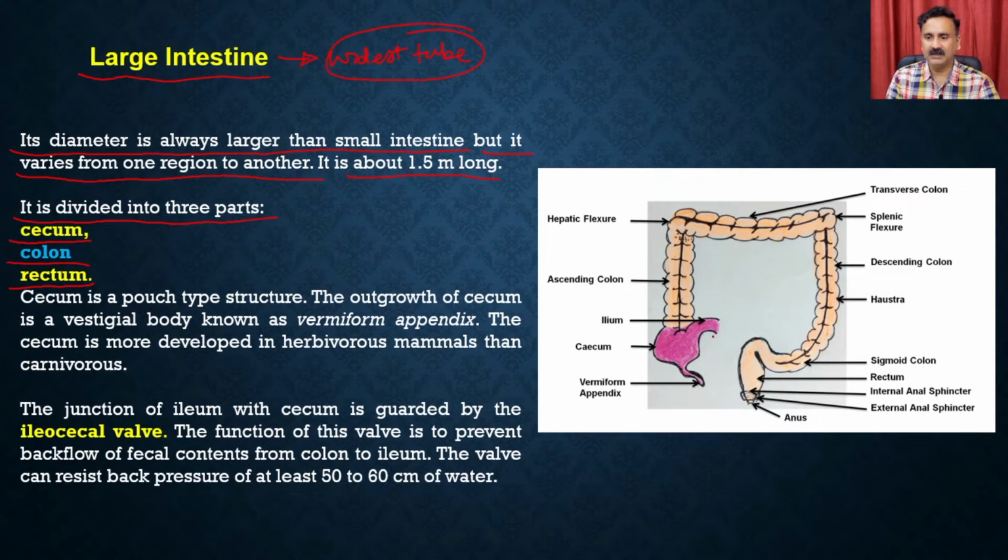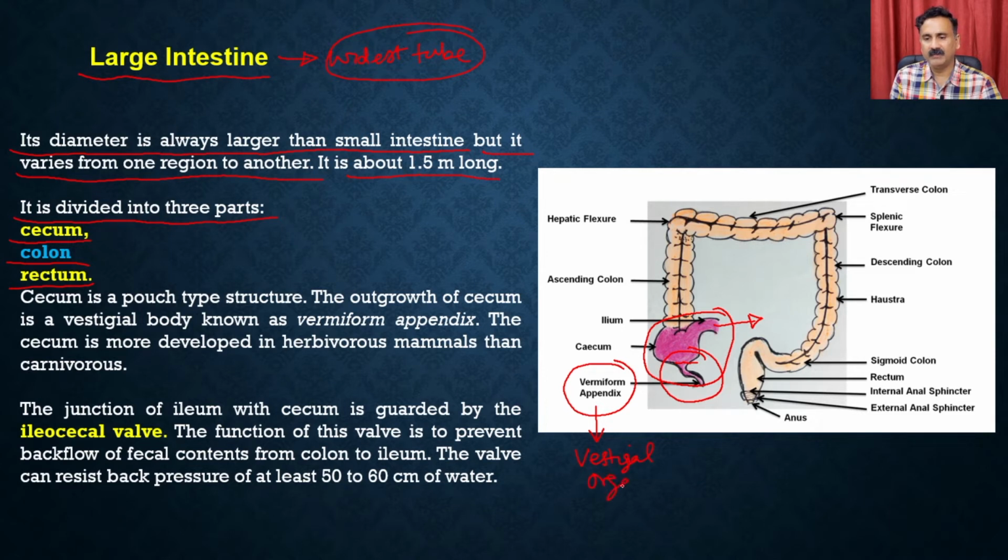What you see here is the large intestine, where this portion is called the cecum. It is connected to the small intestine, and this lower portion is a pouch-like structure, also called the vermiform appendix. There is a thin membrane which does not allow the food particles to enter into the vermiform appendix, because the vermiform appendix is a vestigial organ.